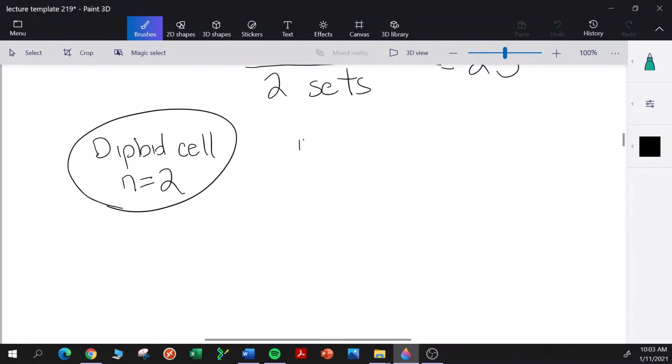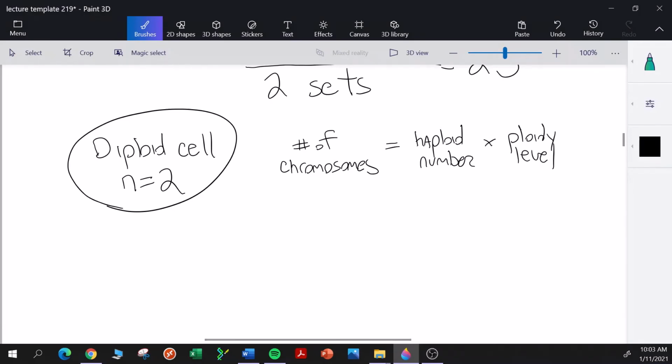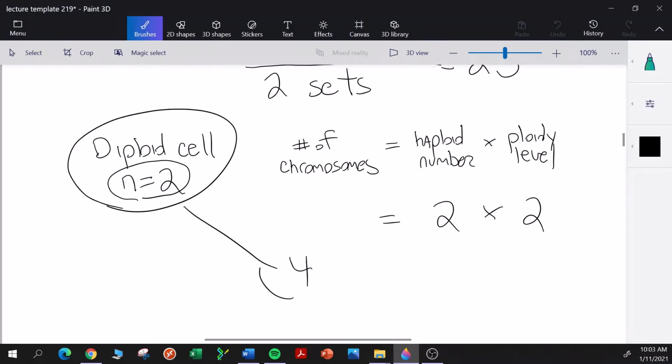So one way we can rearrange that equation is like this. The number of chromosomes in the cell equals the haploid number times the ploidy level, the number of sets. So in this case, the haploid number was given to us. That's 2. And the ploidy level was given to us. That was 2. So we know this hypothetical cell has 4 chromosomes.